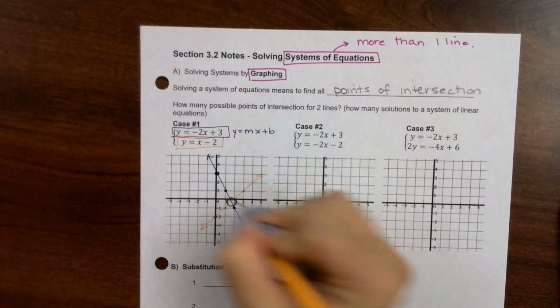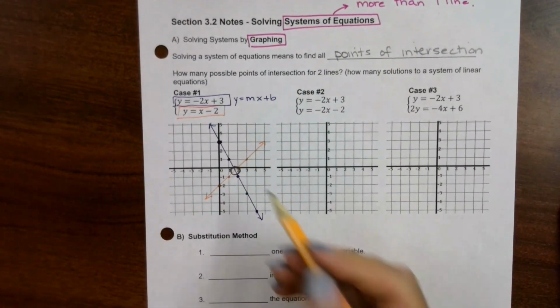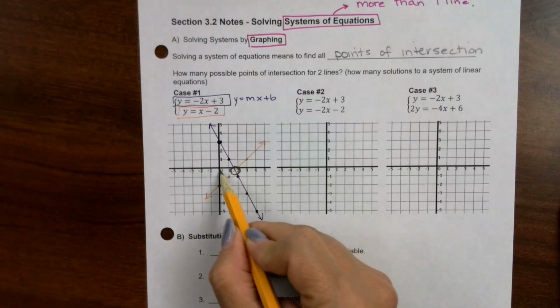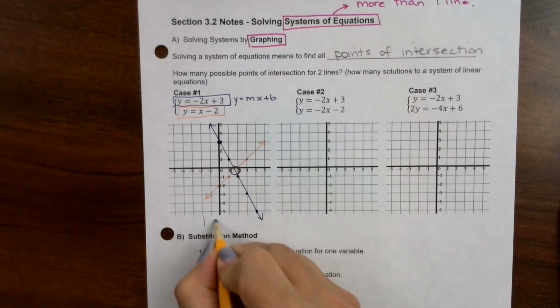So it's right here. It is not a pretty point. It doesn't fall on nice cross-hatch lines. So this point would be like, I don't know, 1.6 and -0.25 or something crazy like this. But because these intersect, I have one solution.